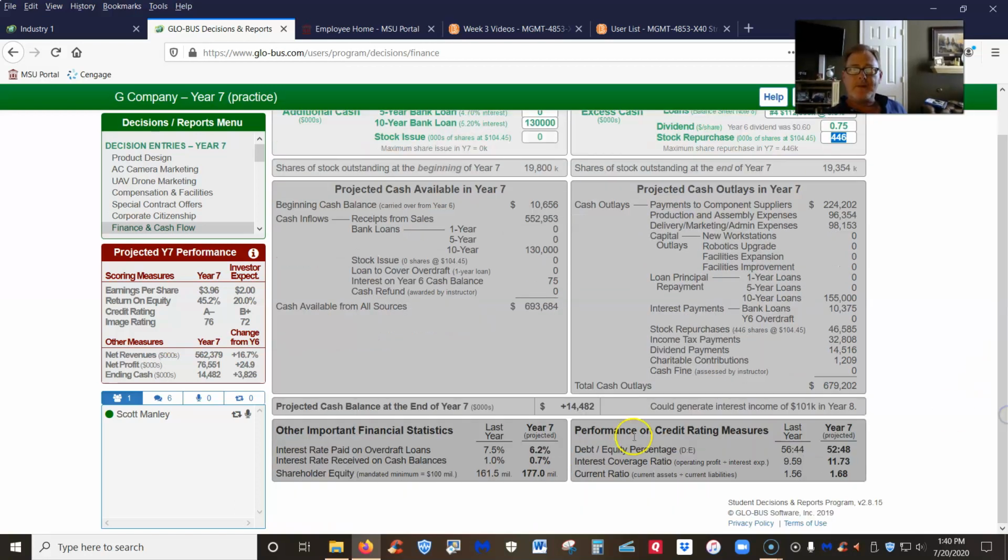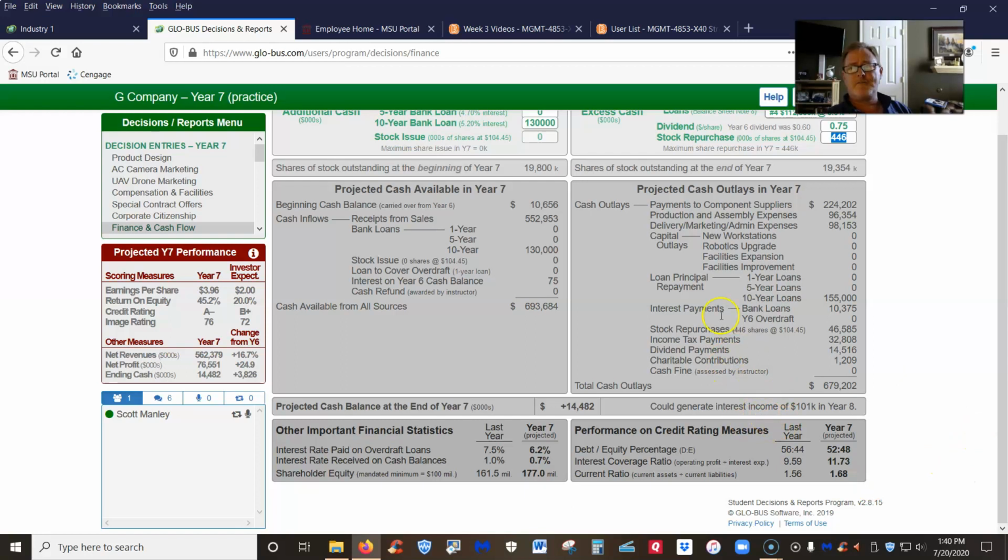I want to make sure that my debt to equity ratio stays reasonable. In Globus, you're looking at no more than a 2-to-1 debt to equity ratio. So 67-33 would be about as far as you'd want to go. Your interest coverage ratio needs to be up there, double digits. Your current ratio should not be 2.0. If it is 2.0 or greater, it means that you've got way too much cash.